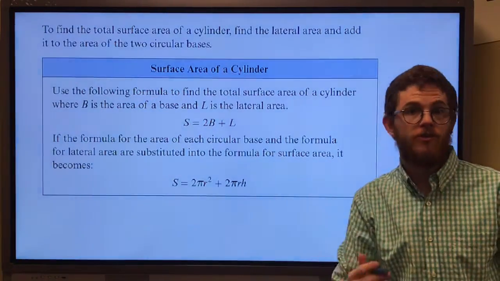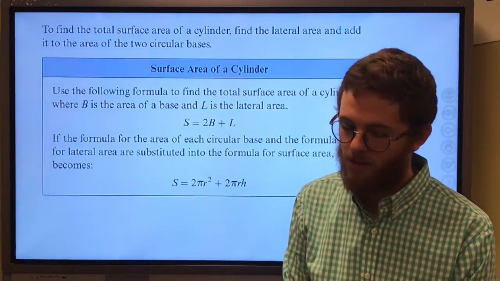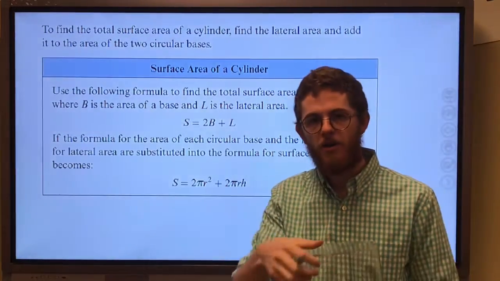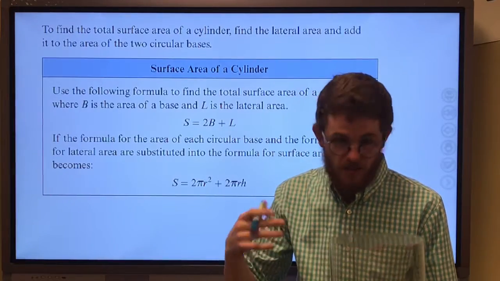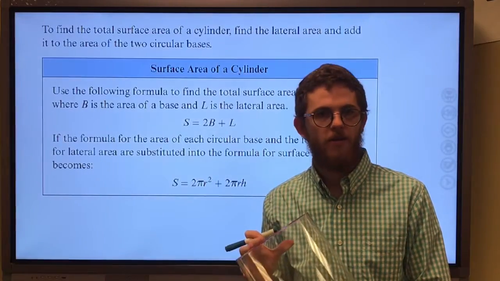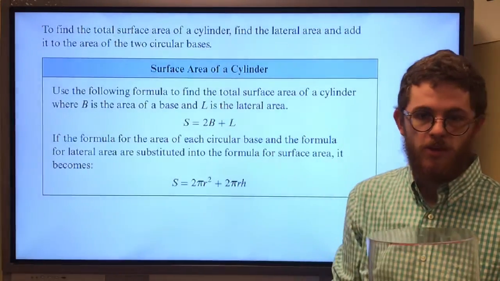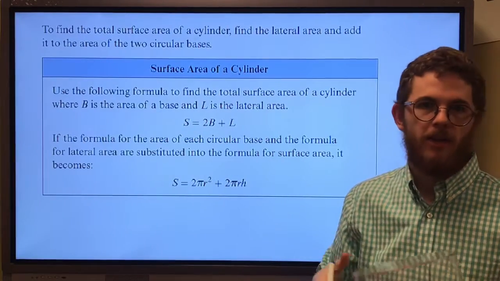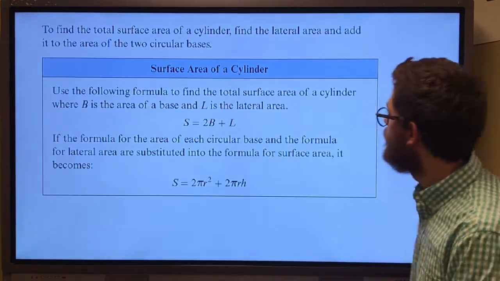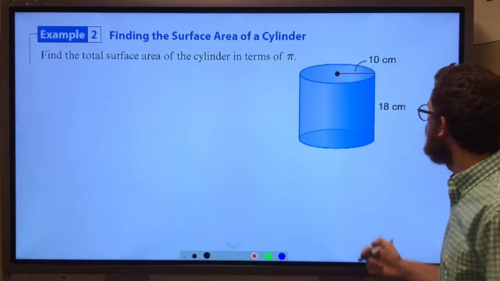To find the surface area, the entire surface area of our cylinder, find the lateral area, and then add the area of our bases. We know the bases are the same thing, so if we find the area of one base, we double it and we add it to the lateral surface area. Find the total surface area here, no problem.